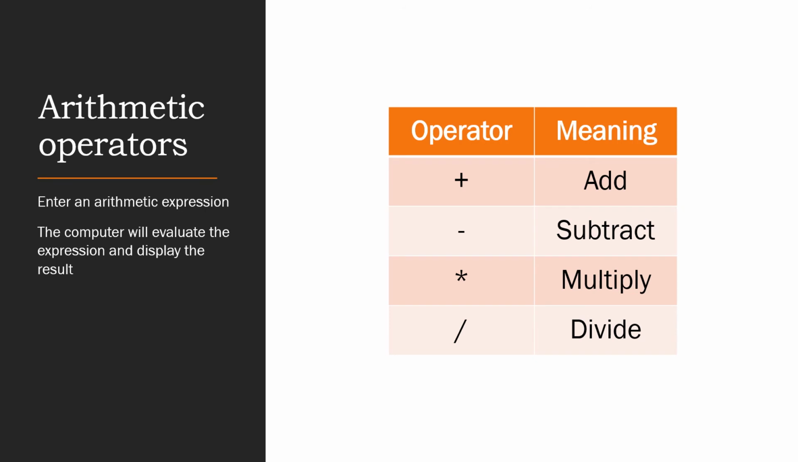3 plus 5 is an arithmetic expression, and it uses what we call an arithmetic operator. There are several of these, but I've shown the 4 most frequently used on the screen: plus, minus, multiply, and divide. And by using those, we can build up all kinds of numerical expressions.